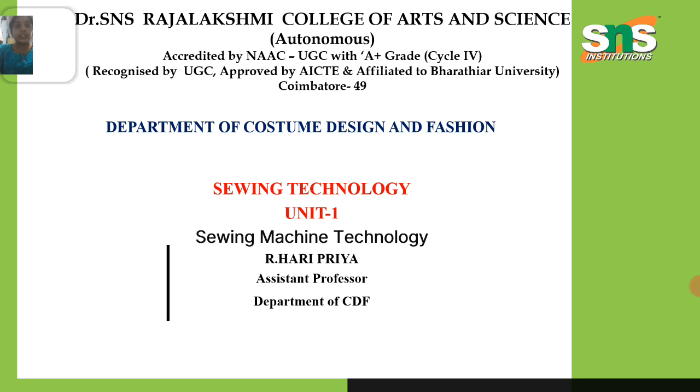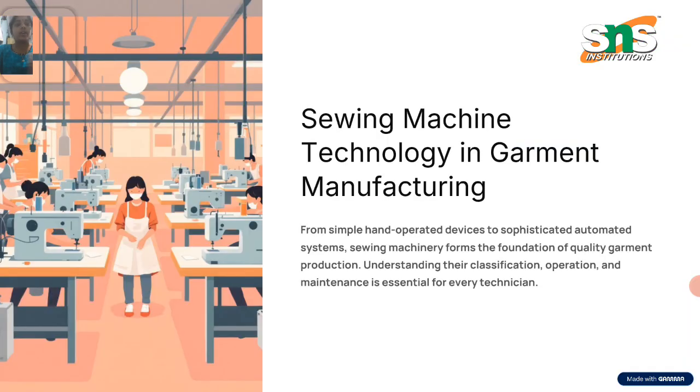In this video, we are going to see what sewing machine technology is. What are all the machines we are going to see? The first one is sewing machine technology in garment manufacturing. From simple hand-operated devices to sophisticated automated systems, sewing machineries form the foundation of quality garment production. Understanding their classification, operations and maintenance is essential for every technician.